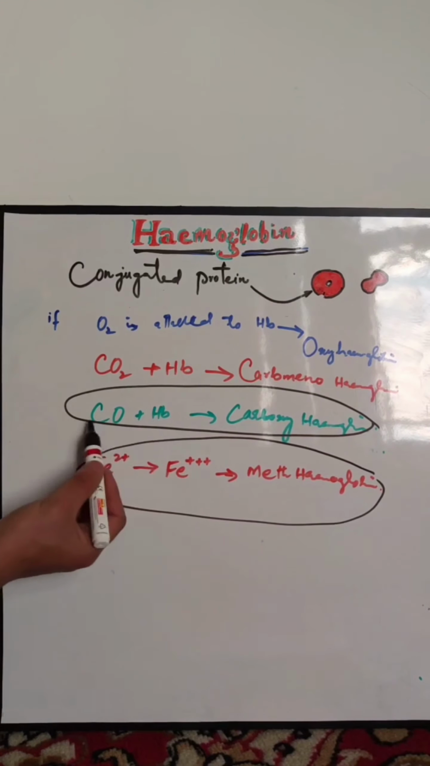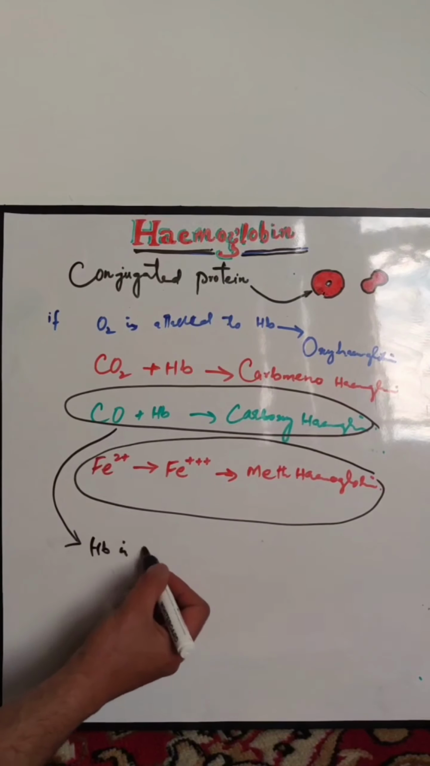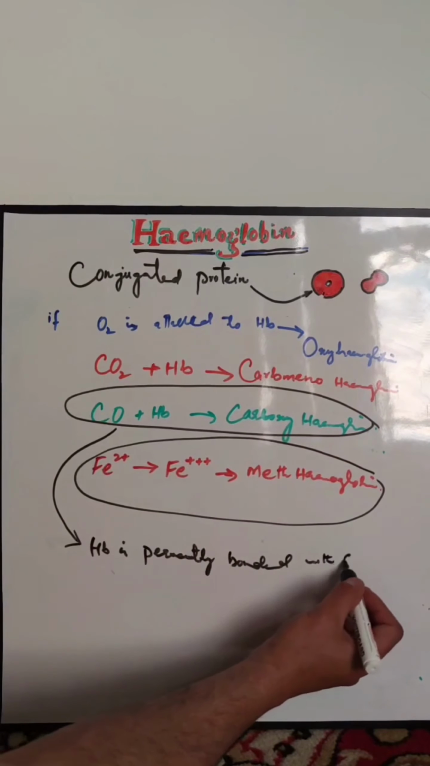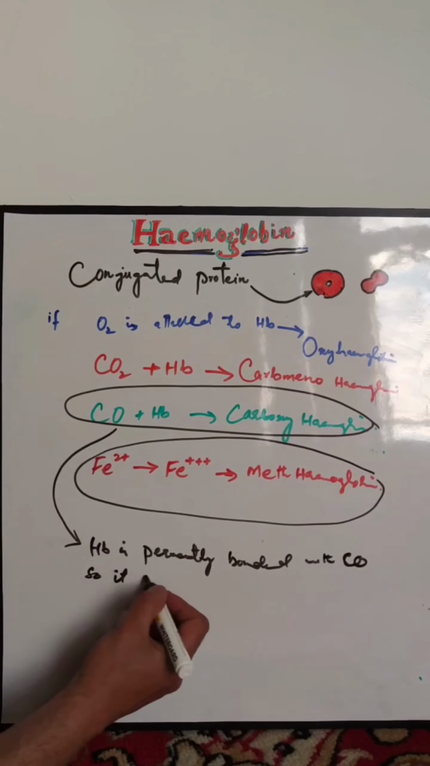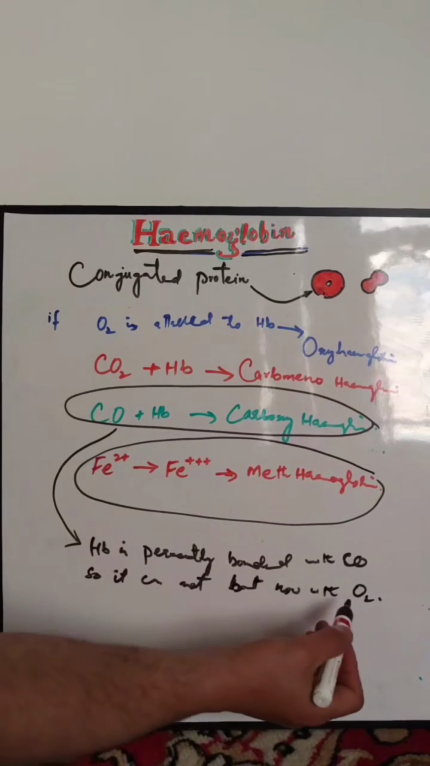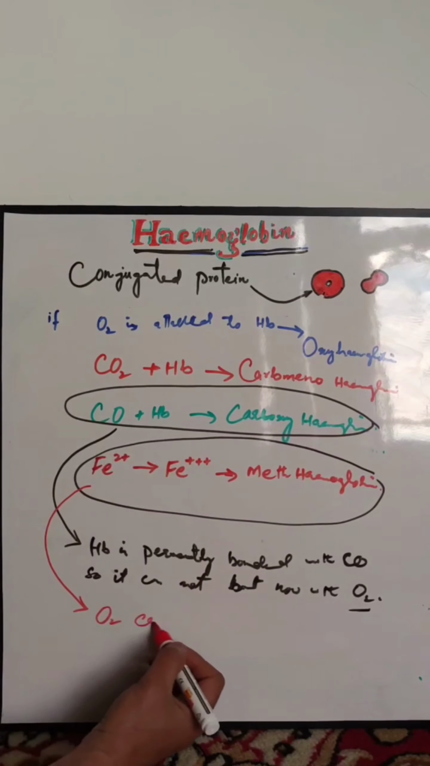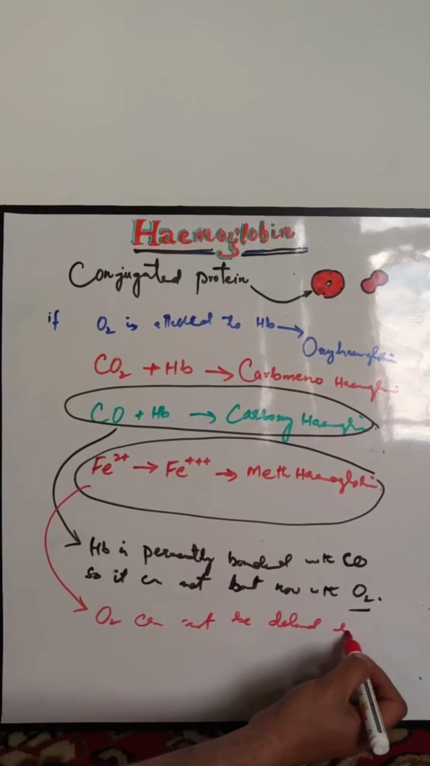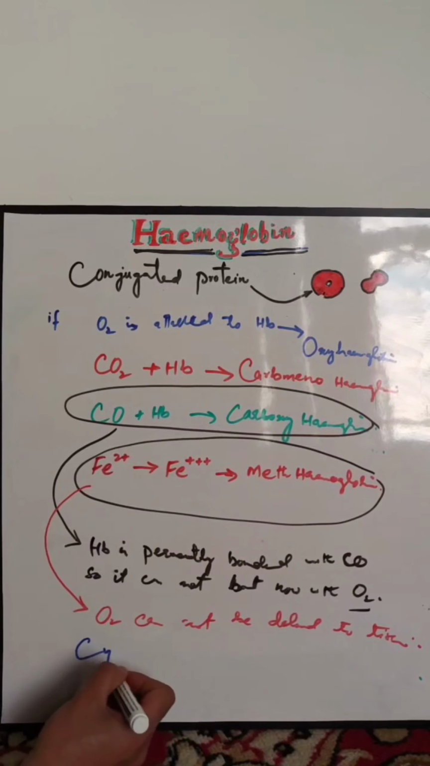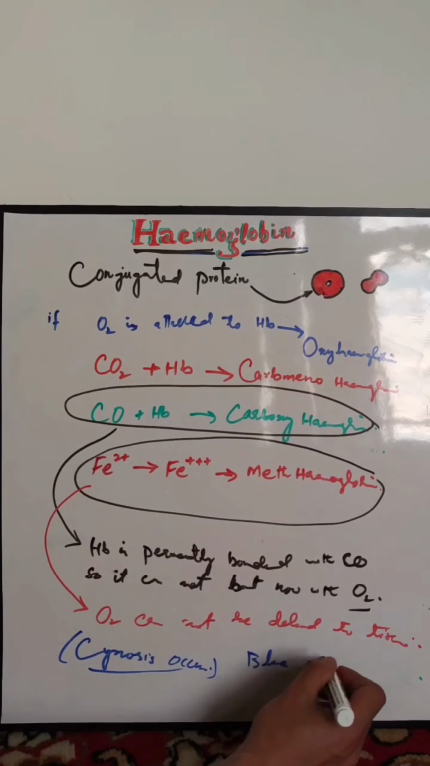If carbon monoxide is attached with hemoglobin, this is called carboxyhemoglobin. In this condition, the hemoglobin is permanently attached with carbon monoxide because carbon monoxide has the highest affinity towards hemoglobin. This type of hemoglobin cannot carry oxygen again. And in the other condition, oxygen cannot be delivered to tissues. In both these conditions, cyanosis occurs, in which the skin becomes light blue in color.